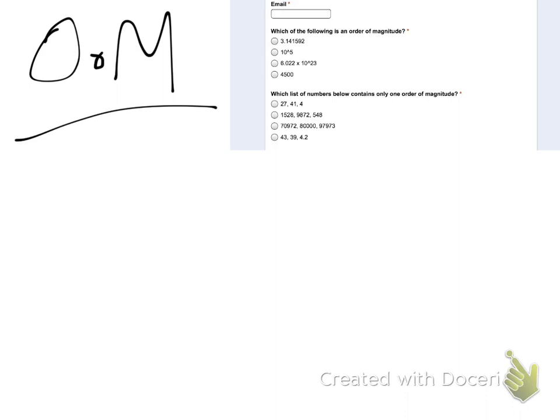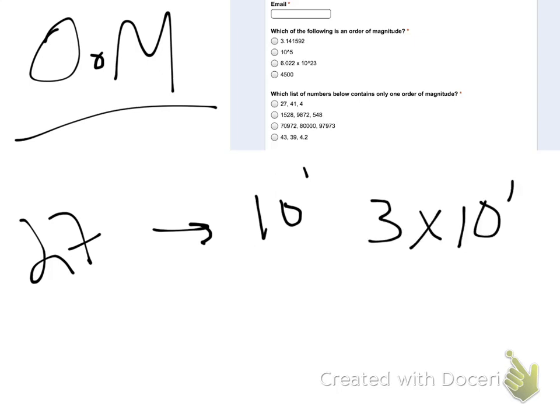Which list of numbers below contains only one order of magnitude? The thing we need to do is basically get that down to one digit for each of those. So 27, 41, and 4. What order of magnitude is 27? 27 is order of magnitude 10 to the 1st. If we were going to do something a more specific order of magnitude on that, we could reasonably say 3 times 10 to the 1st.